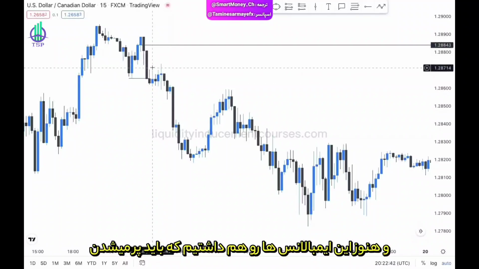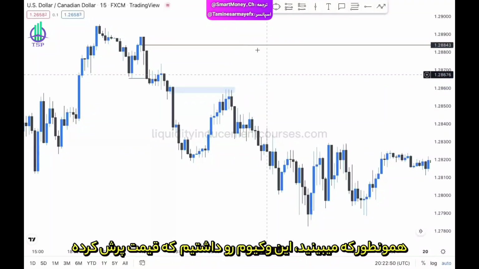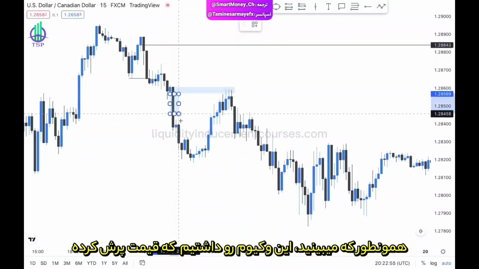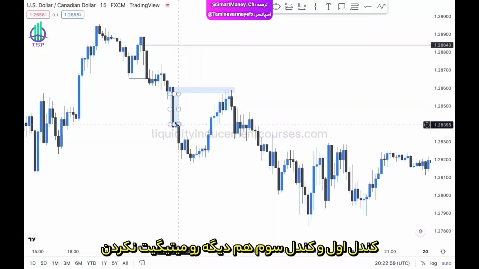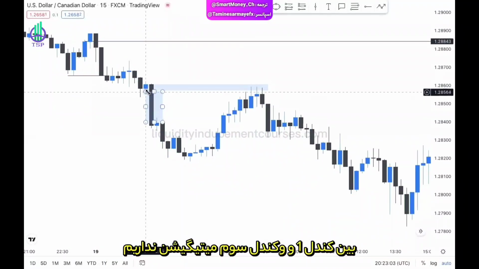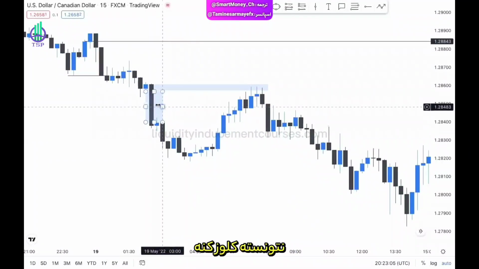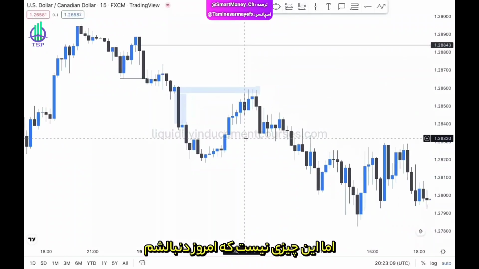This is a fine example of where a fair value gap served as an entry. If you can see that on my screen, we had this vacuum here. Price had failed to fill a single candle. Candle 1 and candle 3, we are not mitigating. We don't have a mitigation between candle 1 and candle 3. They were not properly closed. So price came back in here, filled that and continued, but that's not what I'm after today.